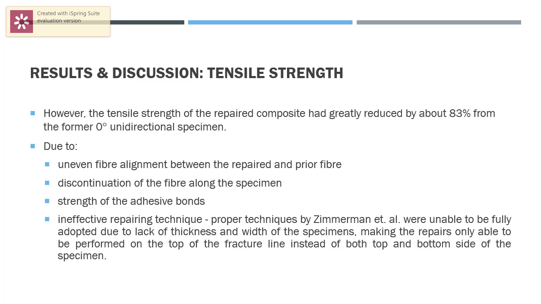However, the tensile strength of the repaired composite had reduced by about 82% from the former 0-degree unidirectional specimen. This is due to uneven fiber alignment between the repaired and prior fiber, discontinuation of the fiber along the specimen, strength of the adhesive bonds, and effective repairing technique. The technique proposed by Zimmermann was unable to be fully adapted due to lack of thickness and width of the specimens, making the repairs only able to be performed on the top of the fracture line instead of both top and bottom side of the specimen.